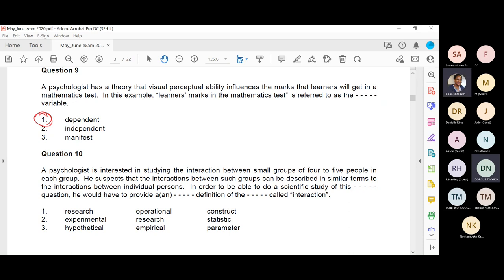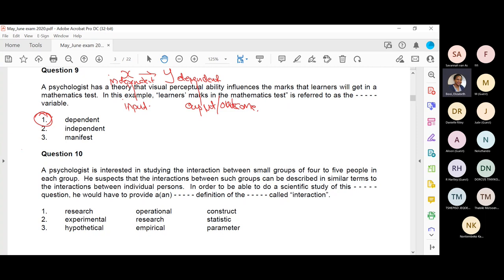I don't know if I may ask Lizzie, is it a variable that is influenced? It's an effect one. Yeah. So remember, X influences Y, hence X is your independent, which is an input variable, and Y is your dependent, the variable that is getting influenced, and it is what we call an output or an outcome. So that says that visual perceptual ability influences the marks. So the marks will be your outcome.